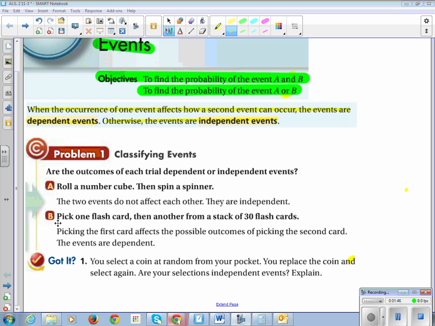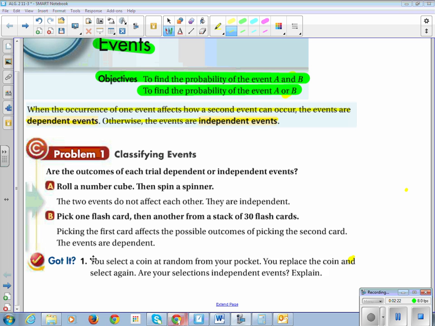So the second scenario is if you pick one flashcard, then another from a stack of 30 flashcards. So these two events are dependent because the first event, you picking one card, reduces your amount of total cards for the next pick to 29. So by picking one flashcard and not replacing it, you are requiring the second event to change according to the first event. So these guys are dependent.